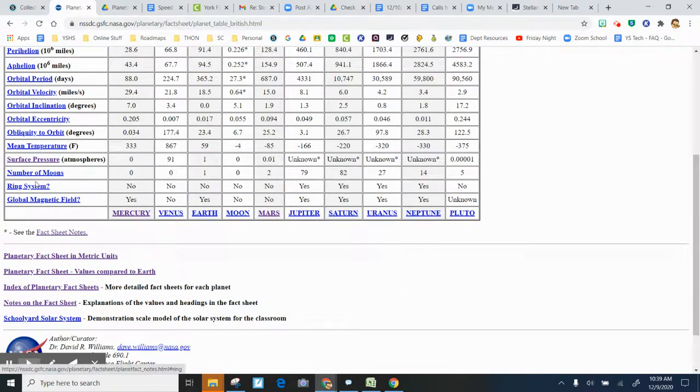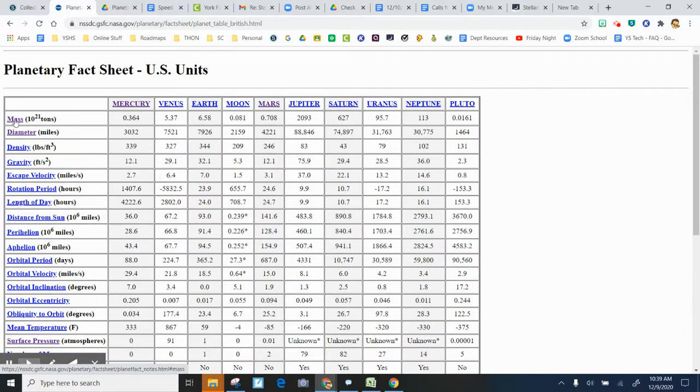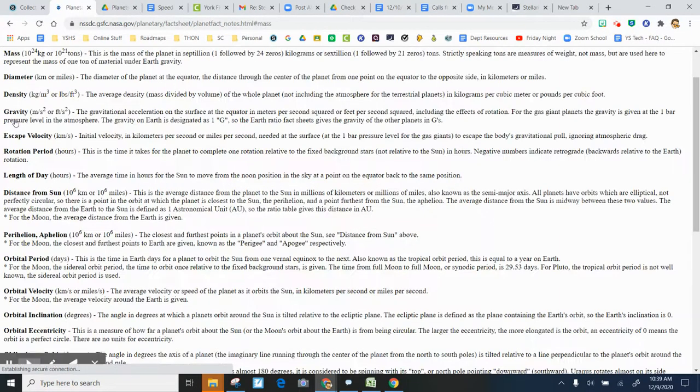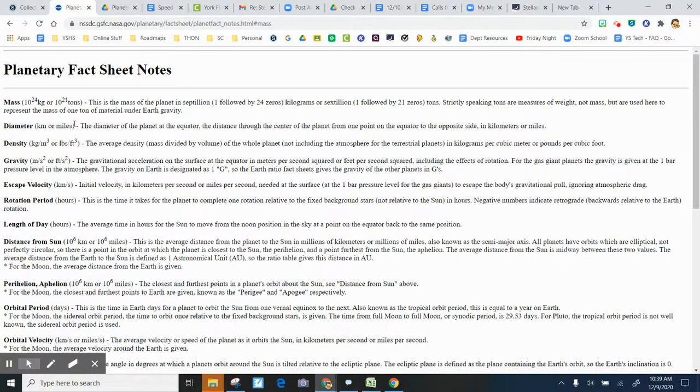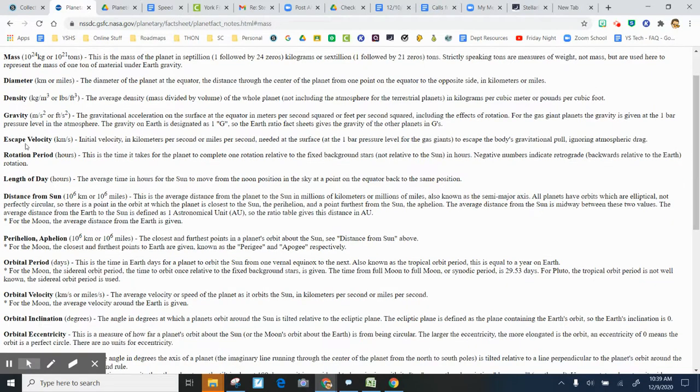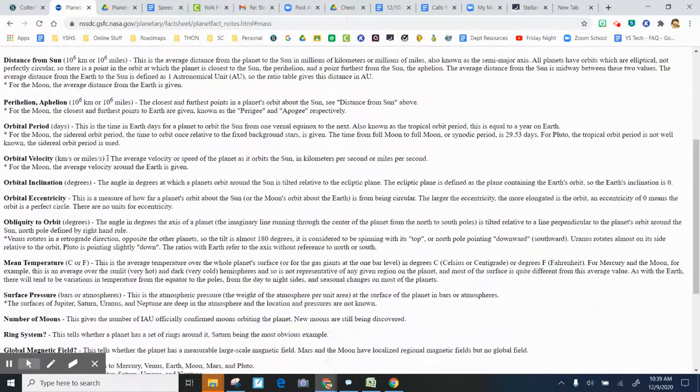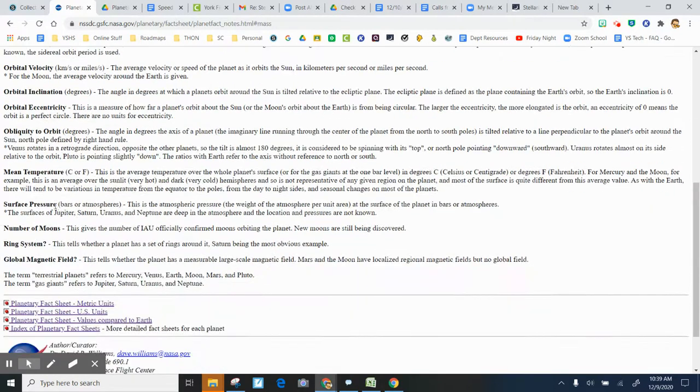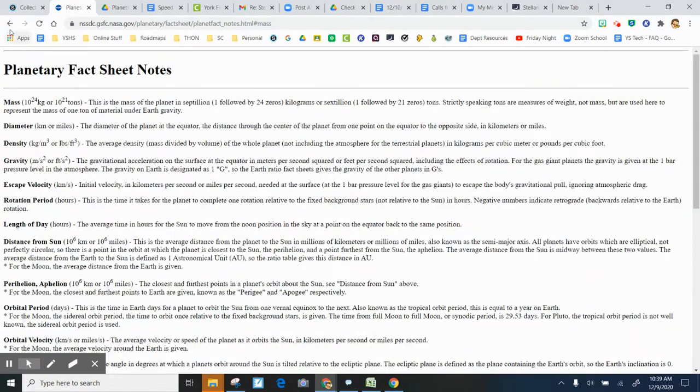There's also, if you click on any of these, so for instance, I'm going to click on mass, that's a hyperlink. That will take me to some notes about what each of these particular headings represent. So if you want a definition of the mass, or you want a definition of obliquity to orbit, or orbital eccentricity, it's all right here.